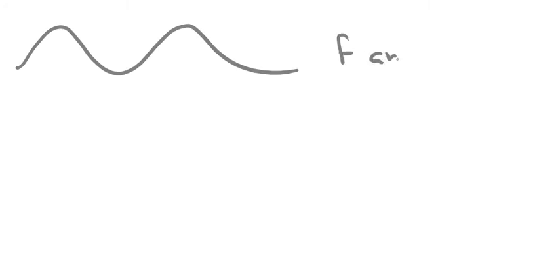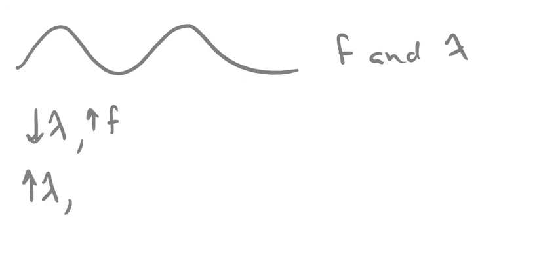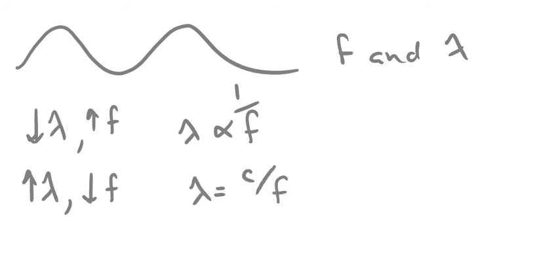Consider frequency and wavelength. As the wavelength goes down, that is, as the waves get closer and closer together, the frequency would go up. If the wavelength gets longer, if we stretch that wave out, the frequency would go down. So what we see here is an inverse proportionality between those two terms, that wavelength is proportional to 1 over the frequency. However, we can't do math with a proportionality, so we need to insert a proportionality constant, in this case c, or the speed of light, to change our proportionality into an equality.